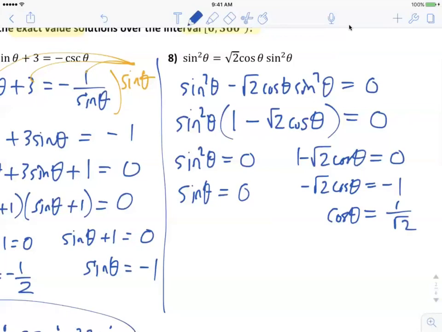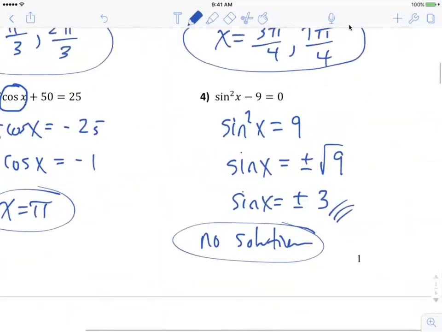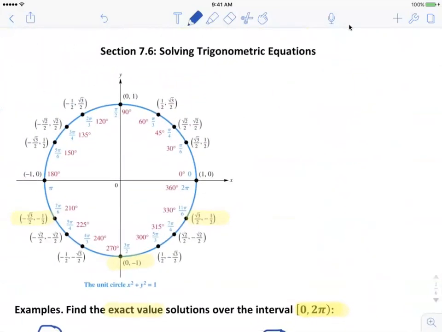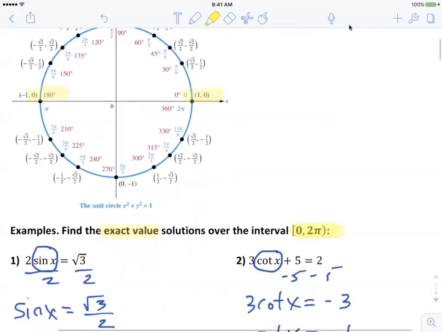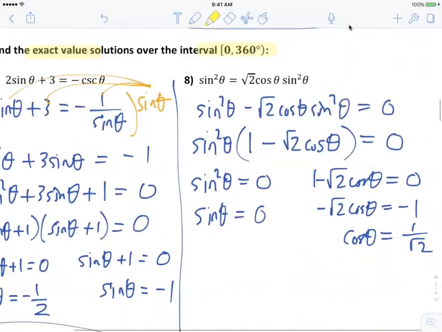Okay, so where does sine theta equal 0? Sine theta equals 0. Two places that I see, here and there. Right? So we've got 0 degrees and 180 degrees. Okay. So that's the sine. Put those down, 0 and 180.